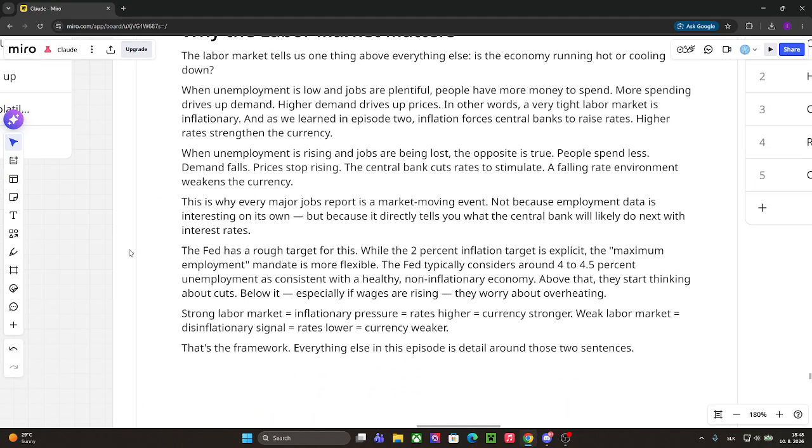When unemployment is rising and jobs are being lost, the opposite is true. People spend less, demand falls, prices stop rising. The central bank cuts rates to stimulate, and a falling rate environment weakens the currency. This is why every major jobs report is a market-moving event. Not because employment data is interesting on its own, but because it directly tells you what the central bank will likely do next with interest rates.